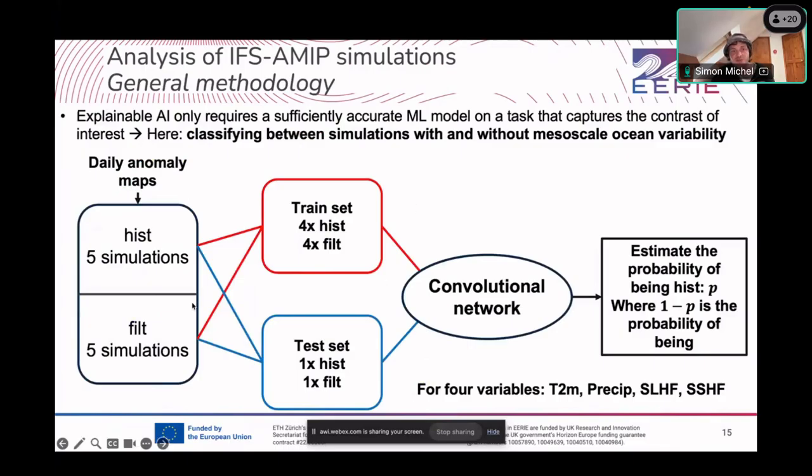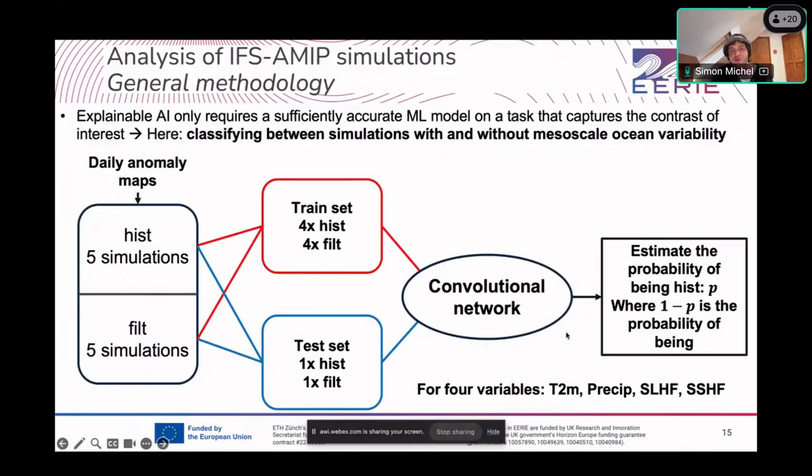So for this, we have 5 simulations for each of the experiments for IFS. I've called them HIST for normal SST-forced AMIP-like simulations, and filtered for those forced by filtered SST fields. In the training set, we use 4 simulations of each of the experiments, and we leave one of each for the testing set. So all the results I'm going to be showing at the end are for the testing set.